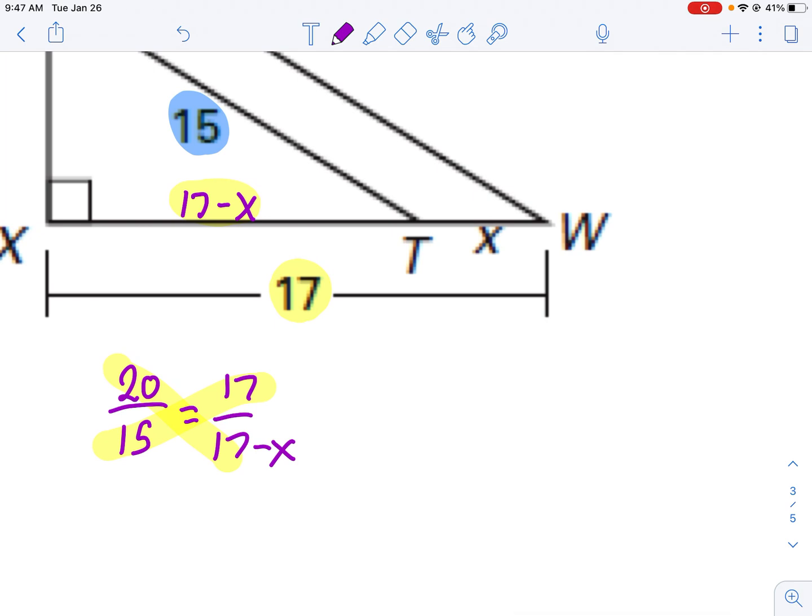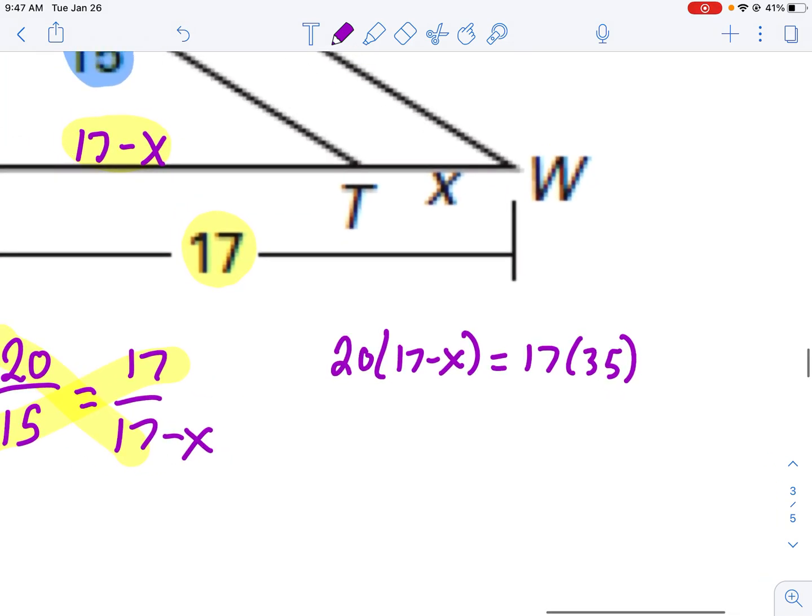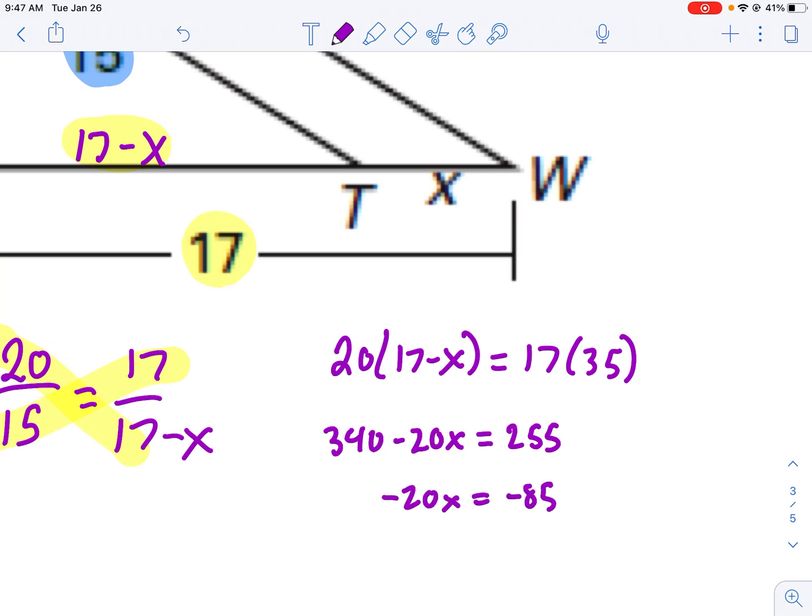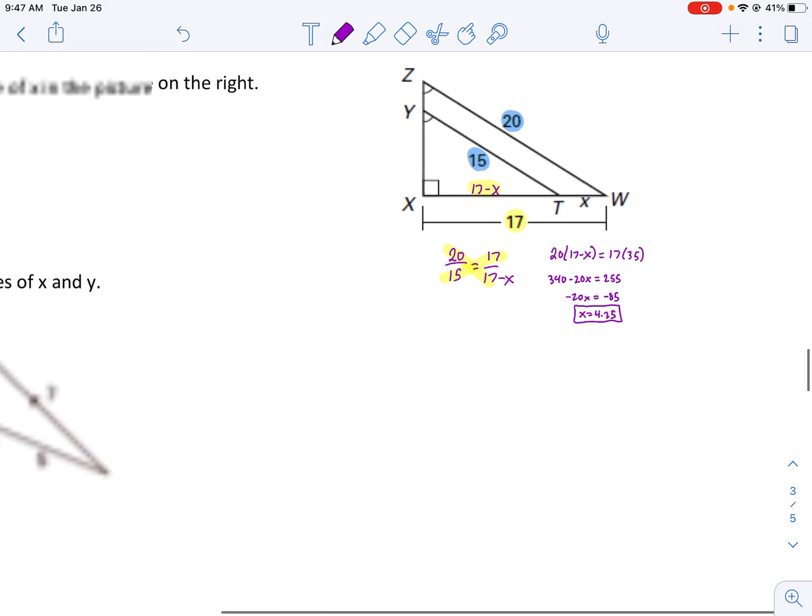Now when you do the 20 times 17 minus x, you have to distribute. So you can show it like this if you want. And that's going to equal 17 times 15. Or you can just distribute it in one step. You get 340 minus 20x is equal to 255. Again, you're using a calculator for this, no biggie. Subtract 340, and you get negative 85. So x is equal to 4.25. And it's okay to get decimals. Don't worry about that.